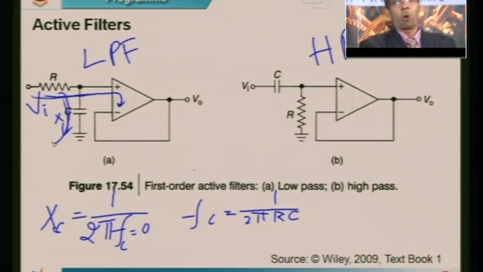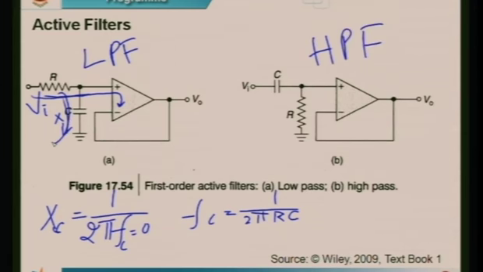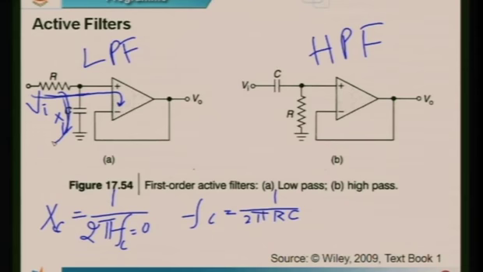Once that happens, all the high frequency components get shunted to the ground rather than reaching the op amp, and hence we can safely say that we are shutting out all the high frequency components while we are allowing the low frequency. This is how a low pass filter works. In the same way, the high pass filter also works.